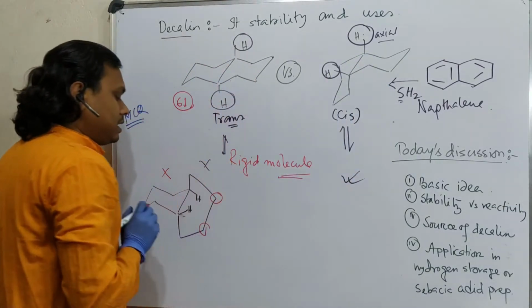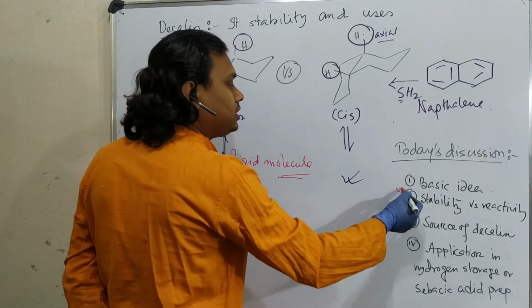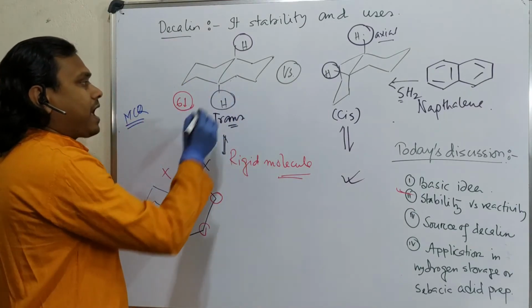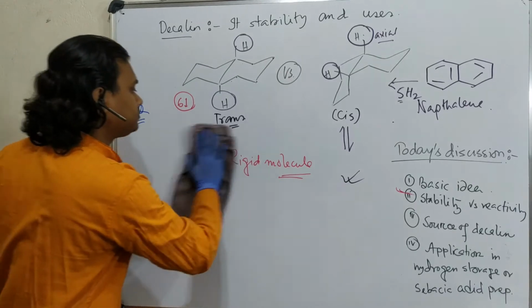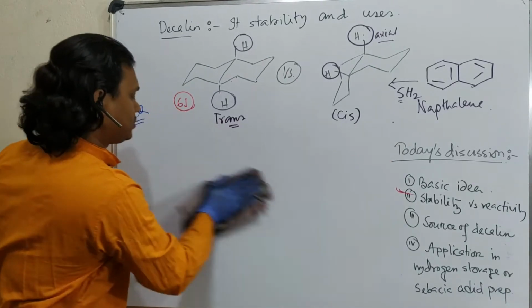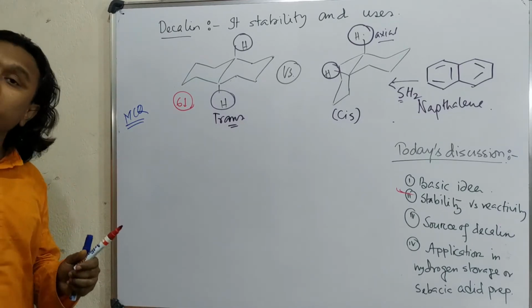Point number 1. Next, second question. Which one is more stable? Okay, which one is more stable? First of all, actually this is more stable. Why? So stability means you need to consider the diaxial interaction of cyclohexane.